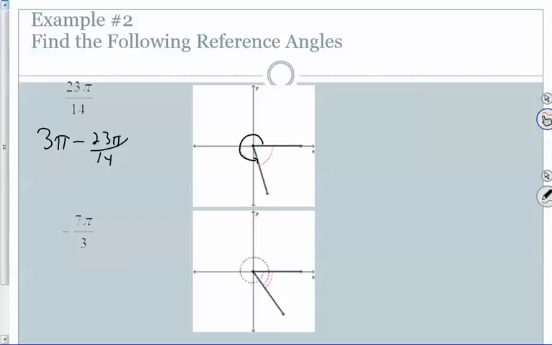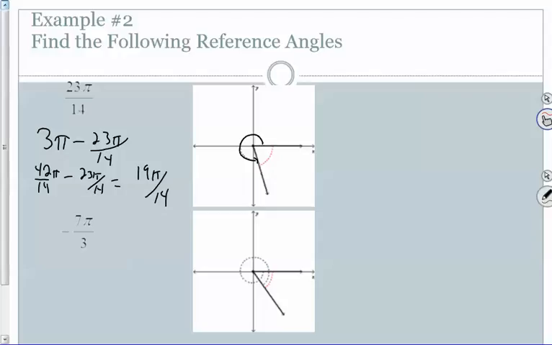Well, 3 pi is 3 times 14, which is 42. So 42 pi over 14 minus 23 pi over 14 is going to get you 19 pi over 14. That's your reference angle, 19 pi over 14.